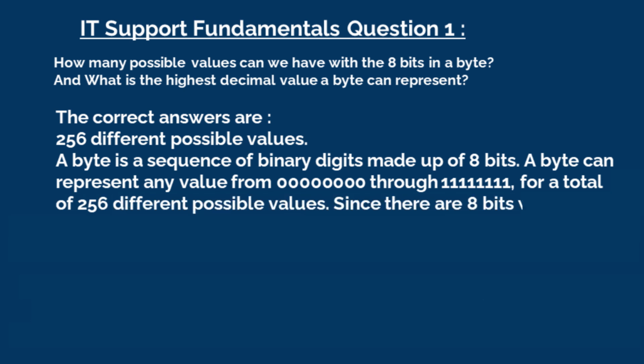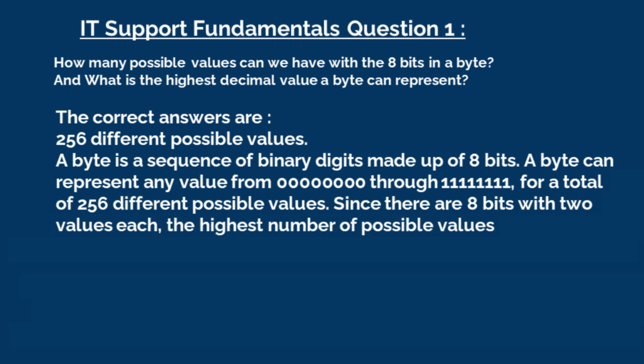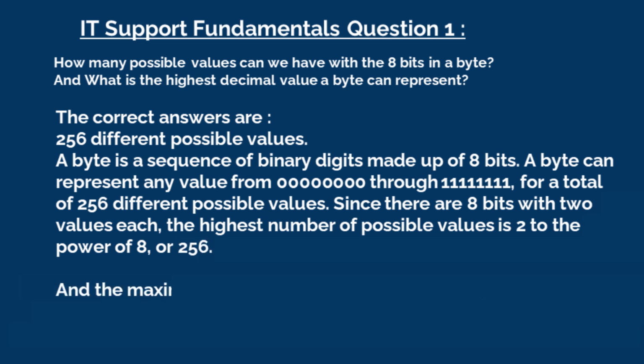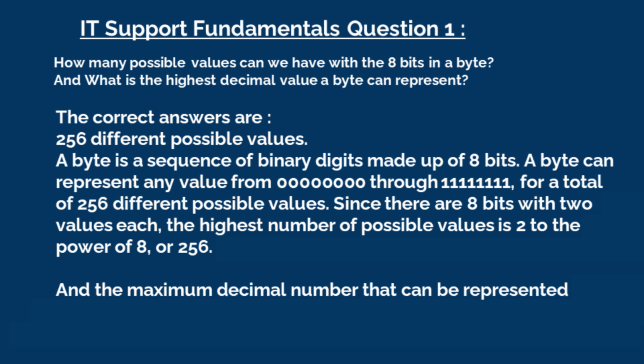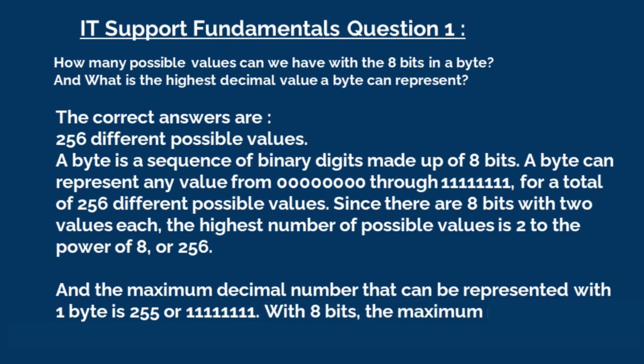Since there are 8 bits with 2 values each, the highest number of possible values is 2 to the power of 8, or 256. And the maximum decimal number that can be represented with 1 byte is 255, or hexadecimal of all ones. With 8 bits, the maximum number of values is 256, or 0 through 255.